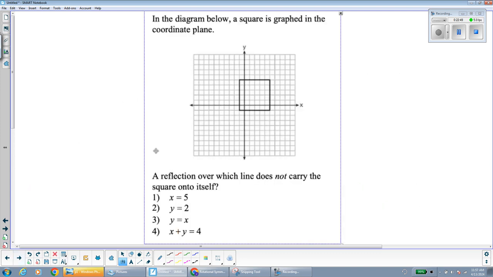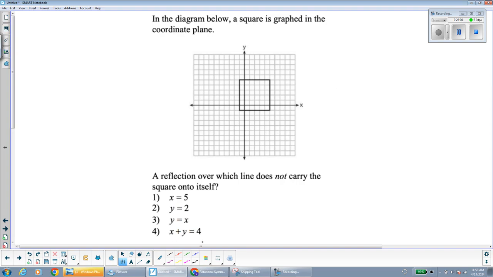If we take a look over here, we have the same kind of question where we're talking about mapping a figure onto itself. But we're not talking about rotational symmetry here. Here, we're talking about a reflection that will carry the square onto itself. So I'm going to start with the bottom answer choice first because it looks the most complicated.